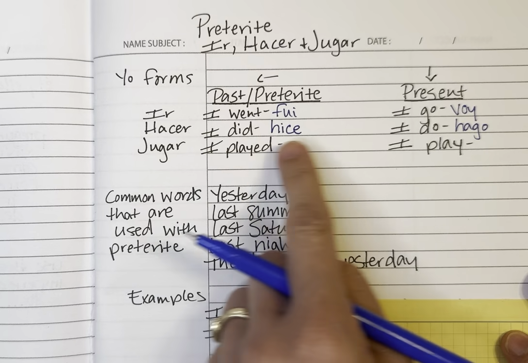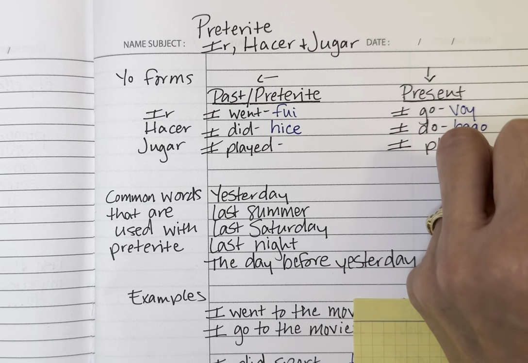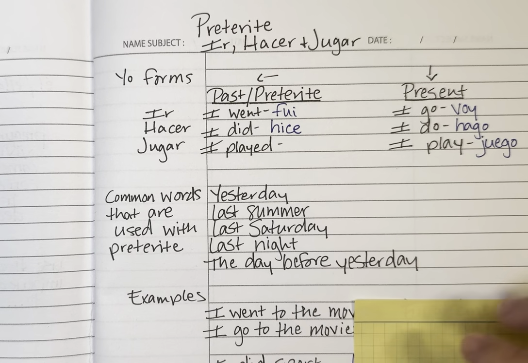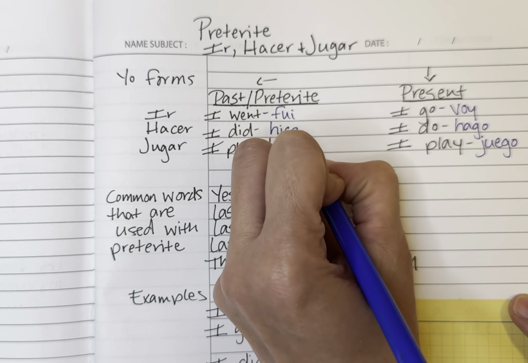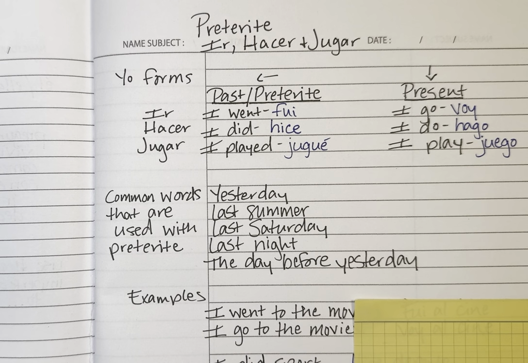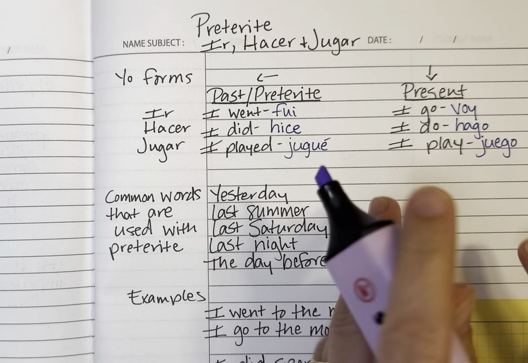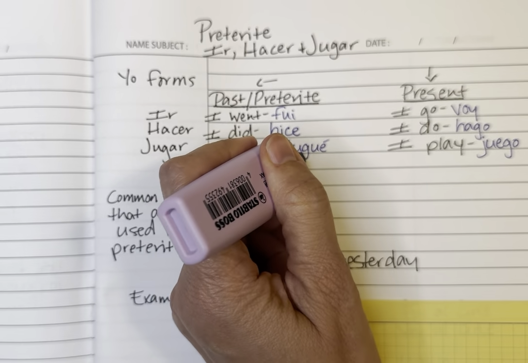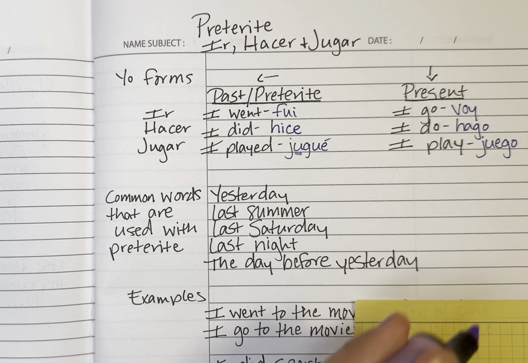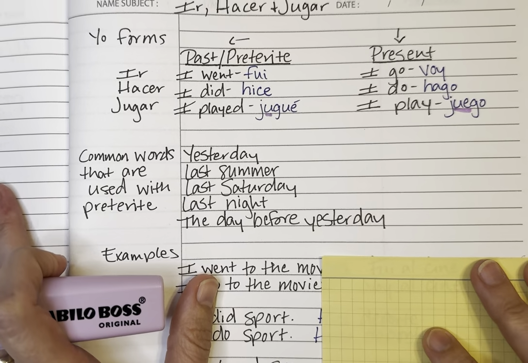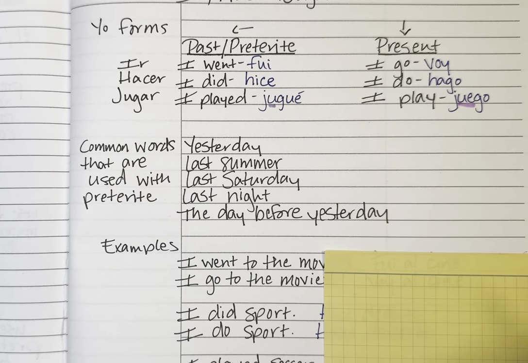All right, jugar, to play. In the present, I play, juego. In the past, in the preterite tense, I played, jugué. And I want to point out, because I often hear this mistake with students who are learning Spanish, listen to the difference in the pronunciation here. I played, jugué, just a u, jugué. In the present, I play, that's where we have the juego, okay? Jugué, juego.